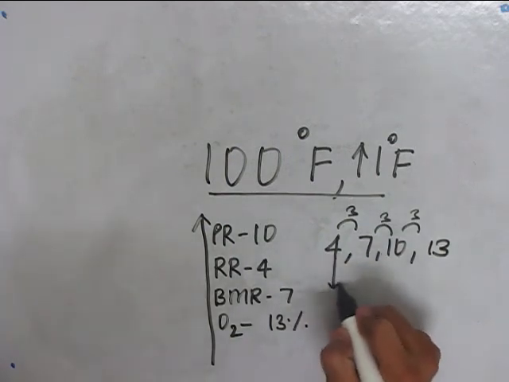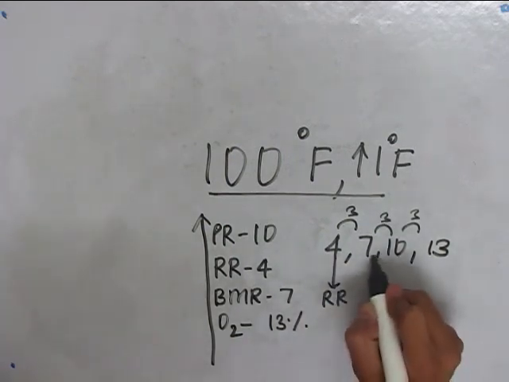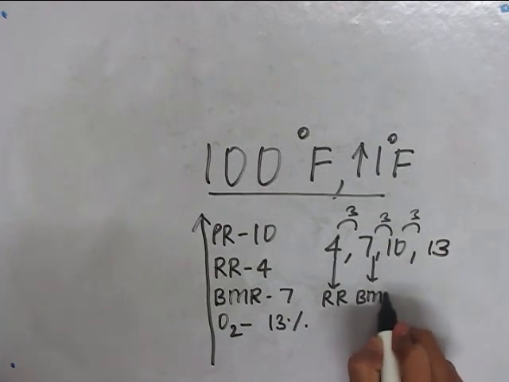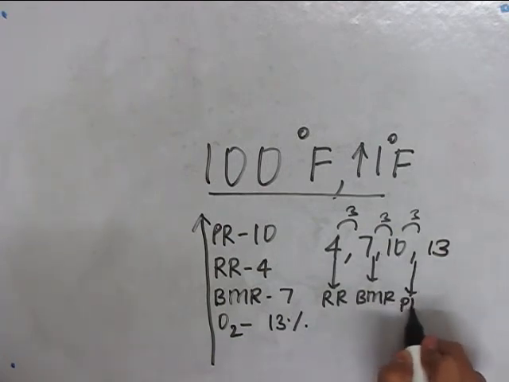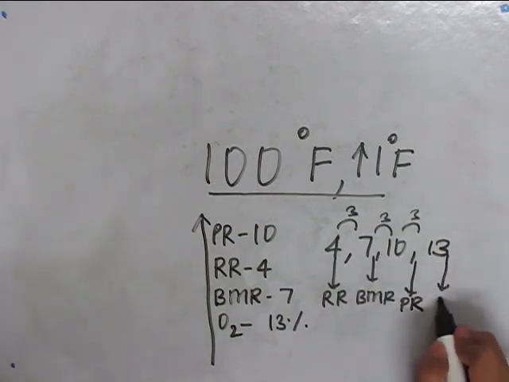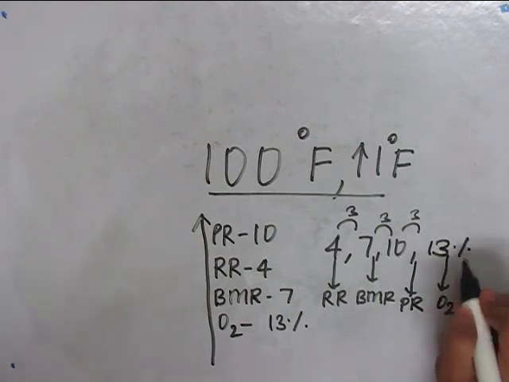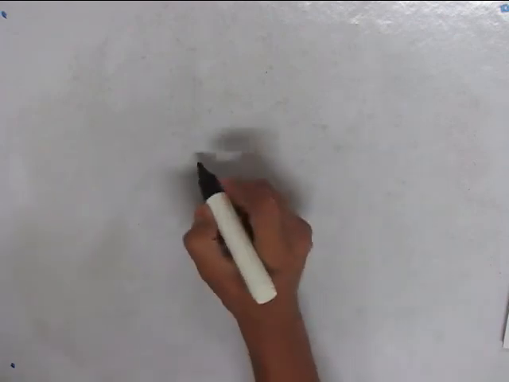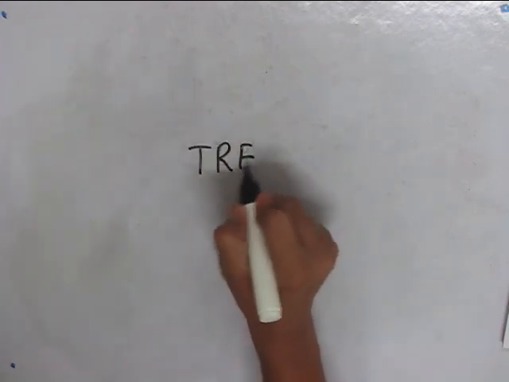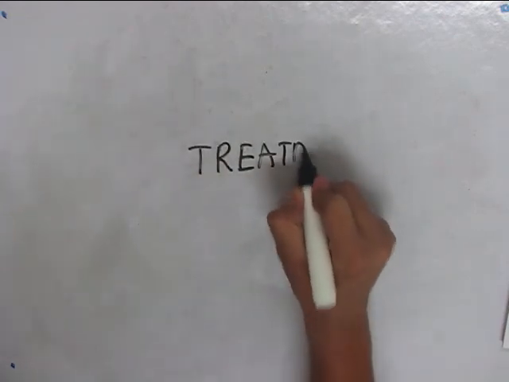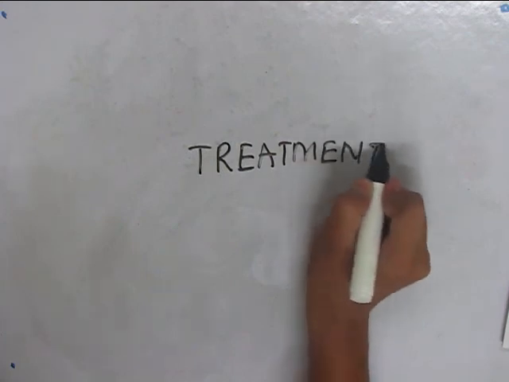So respiratory rate increases by 4, BMR increases by 7, pulse rate increases by 10, and O2 consumption increases by 13%. Let's end the topic of fever by discussing the treatment, which is one of the major things we need to know as medicos of fever.